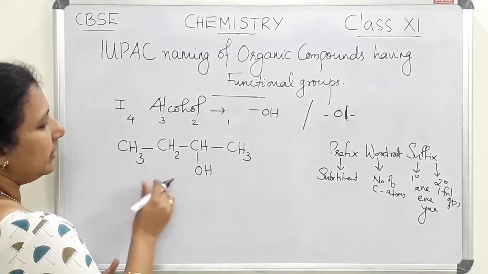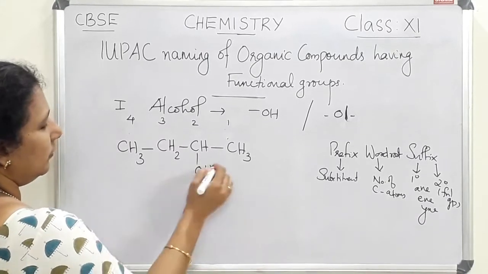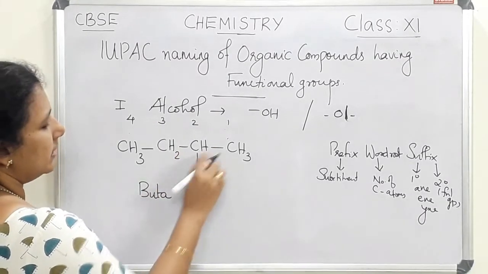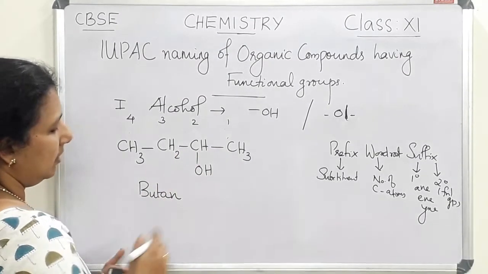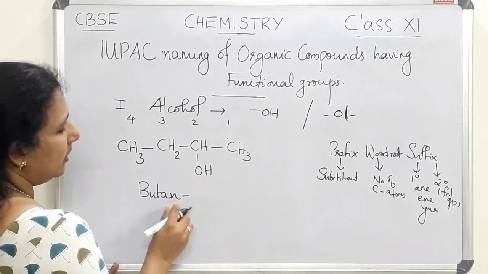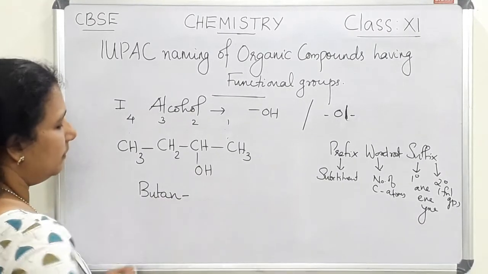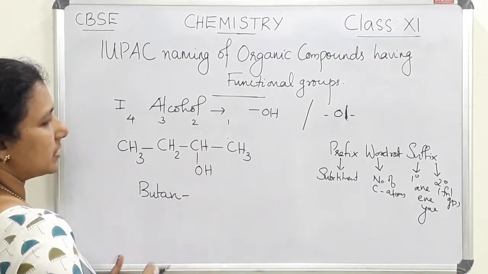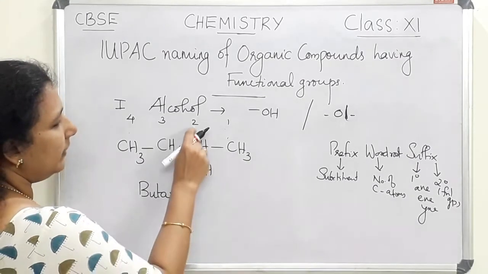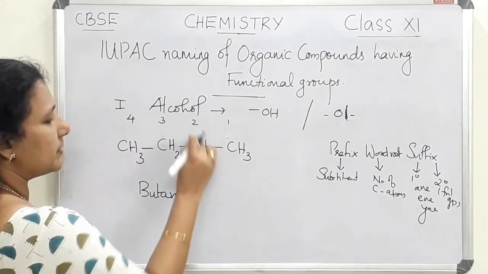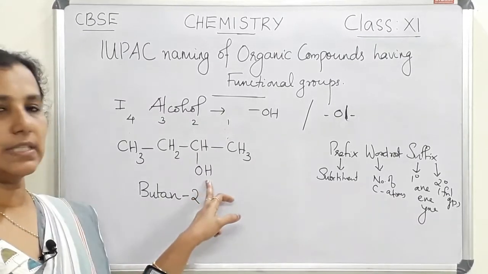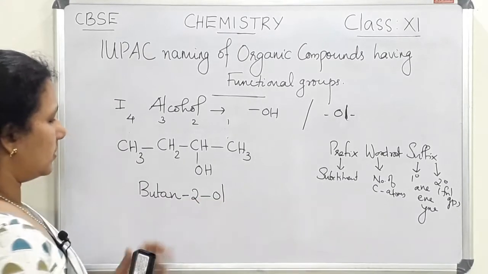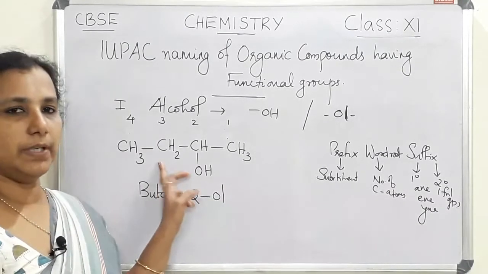Now we can name this compound. Here also there is no substituent. Now we can start with the word root. Since there is a single bond, we can write butane, but we cannot write butane since there is a functional group. Then comes OL, that is OH as a functional group. We have to add OL, but we have to add the position also. OH is present in the second position. So we can write butan-2-ol. This is the IUPAC name of this particular compound.